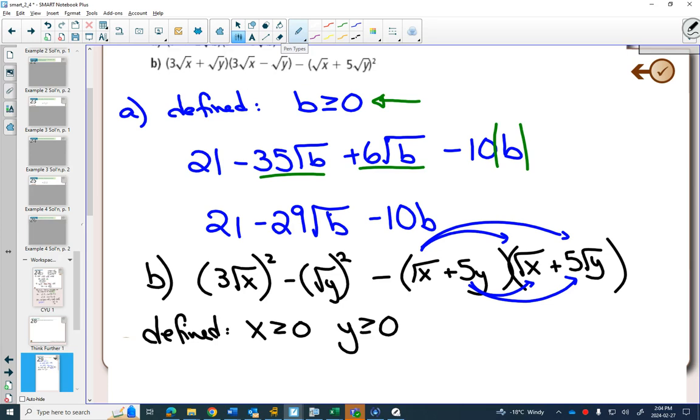That becomes important here because when I square 3 times the square root of x, 3 squared is 9. Square root of x times square root of x will just be x, and I don't need absolute value bars because x is already positive. Minus square root of y times square root of y is just y, and I don't need absolute value bars because y is already positive.